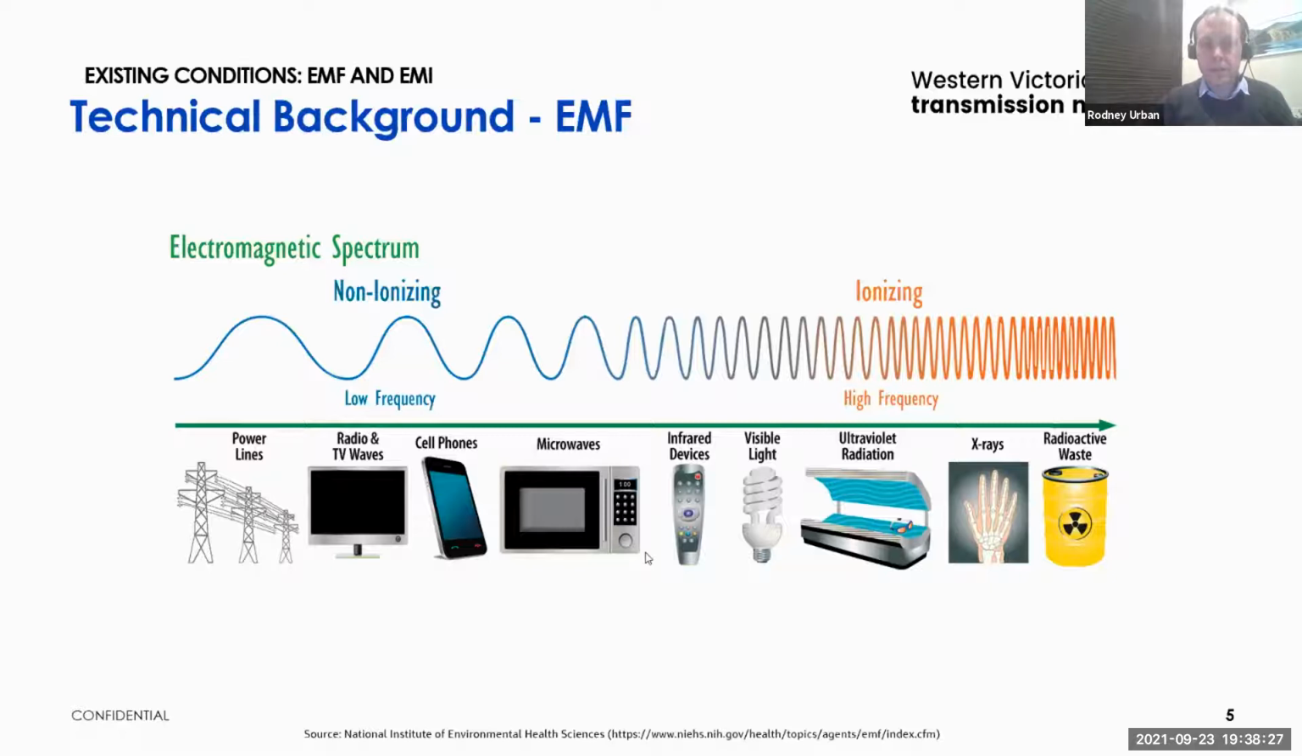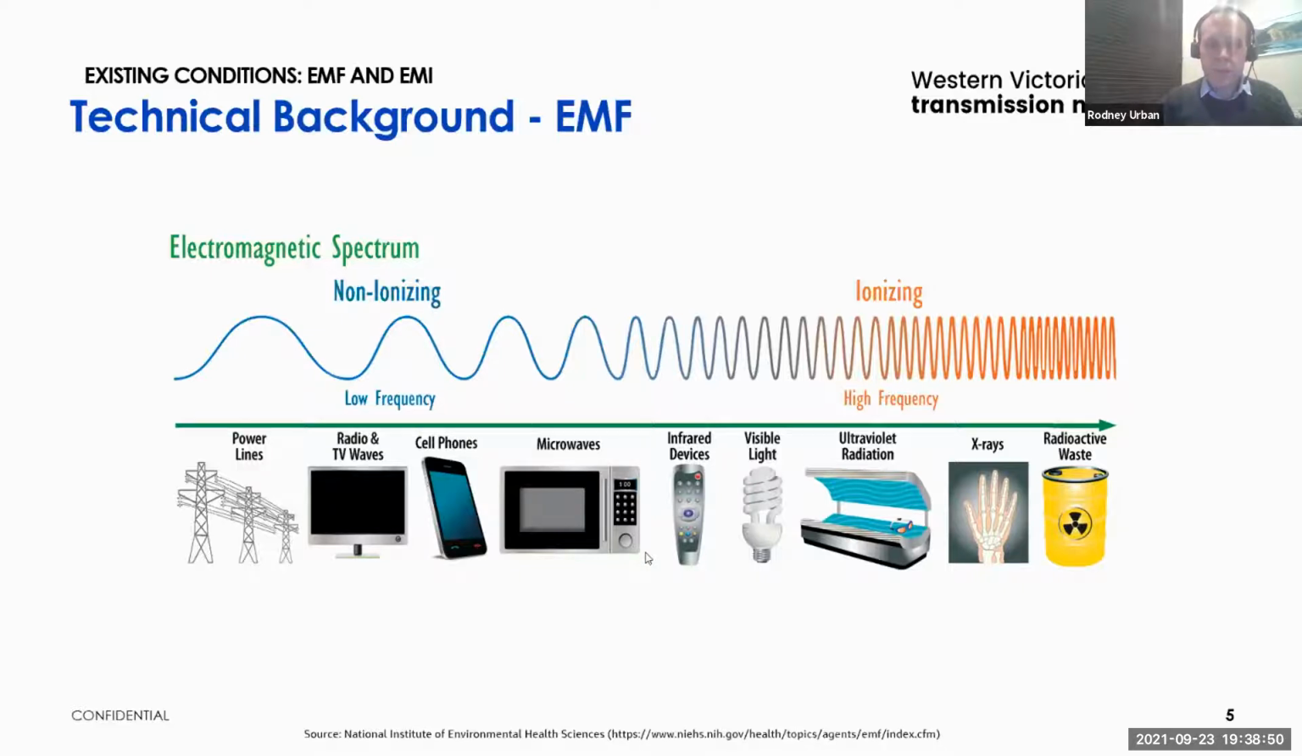For different devices and appliances, their frequency does increase. So if we look at your radio and TV reception, their frequency goes up into the megahertz. So that's 1 million cycles per second and more. And then cell phones up to gigahertz, which is a billion cycles per second.